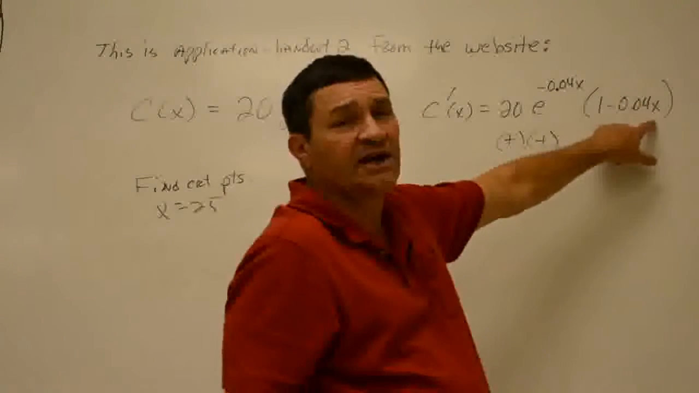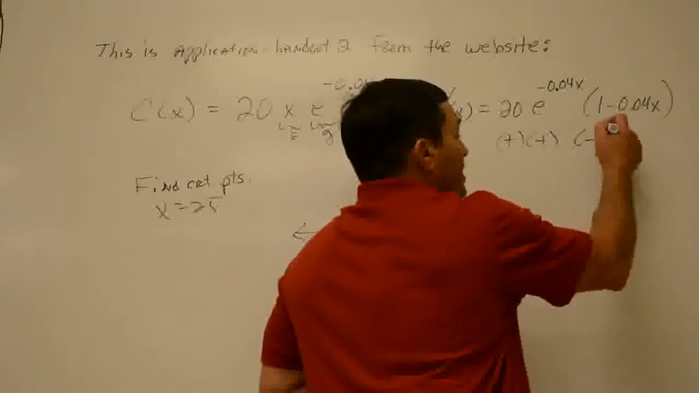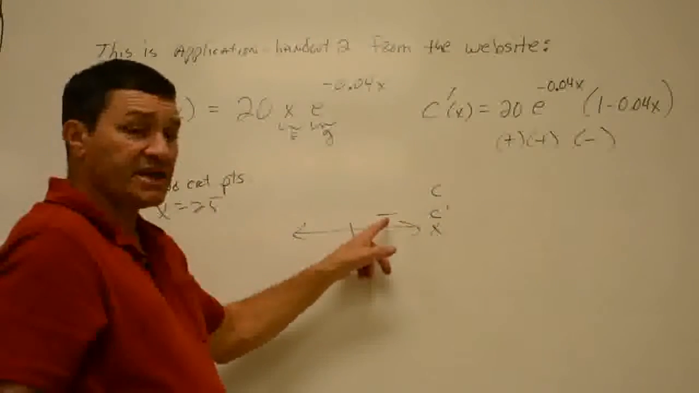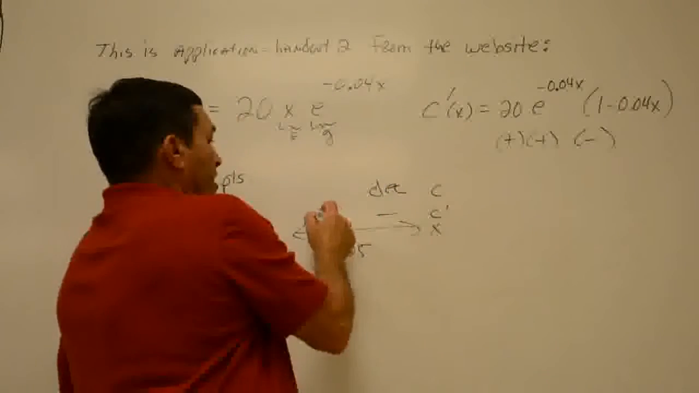Well, if you put 100 in, you'd have 1 minus 400. It's negative. This factor is negative. If you multiply a positive times a negative, that means c prime is negative for all values in that region, which tells me that c is decreasing here.